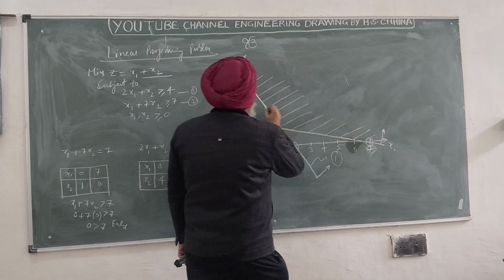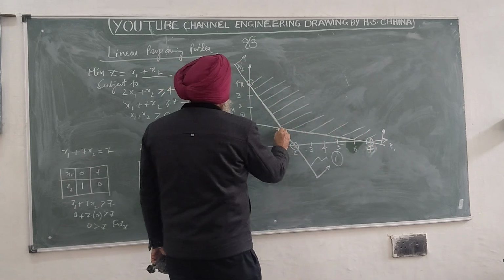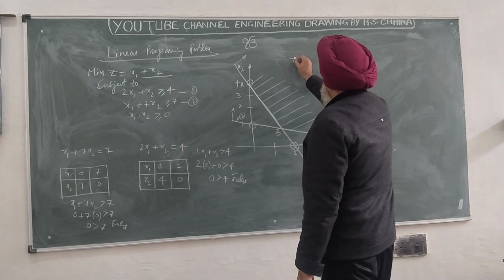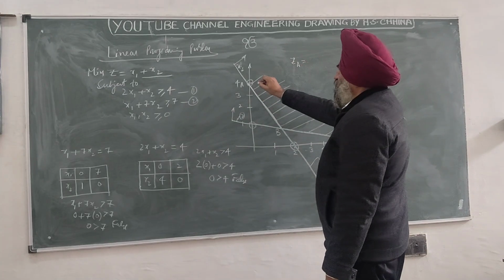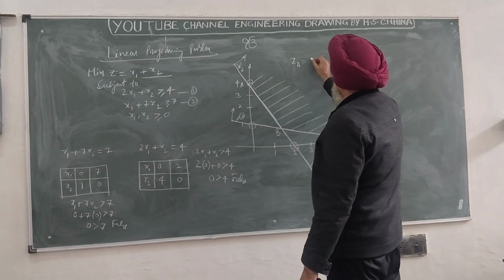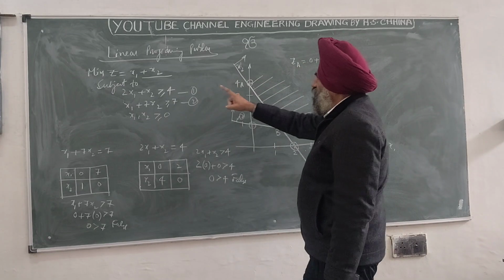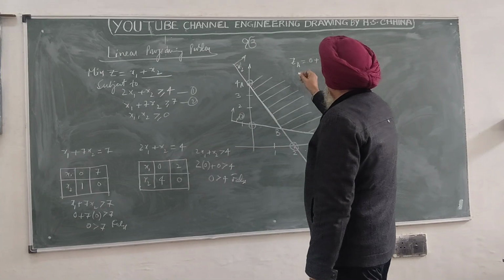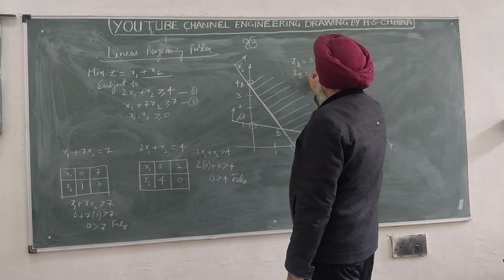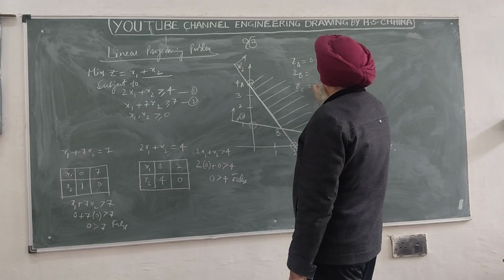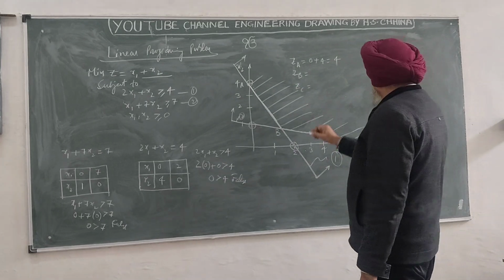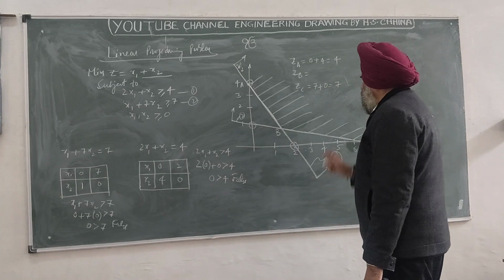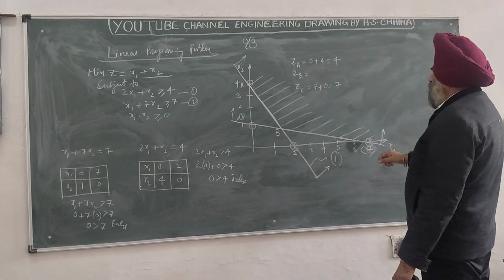So these are the 3 points. Start with the A point. This is B. This is C. Now what is ZA? We are getting the value of x1 is 0 and x2 is 4. So the value is 4. What is ZB? We'll calculate ZB later. Let us calculate ZC. ZC means x1 is 7, x2 is 0. So the total sum is 7.